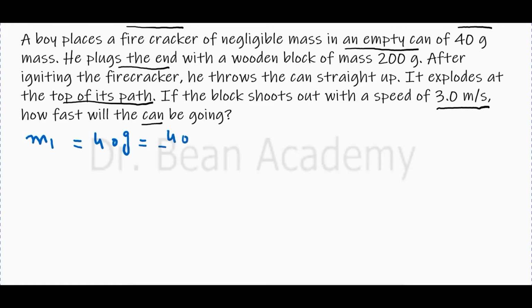So 40 divided by 1000 is equal to 0.04 kilograms. So this is the mass of the can, and then let's say mass m2 is the mass of the wooden block. And let me find where the mass of the wooden block is given. It's here, 200 grams. So 200 grams, and let's convert it to kilograms.